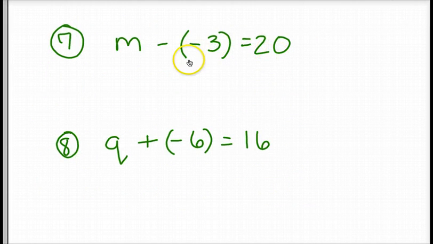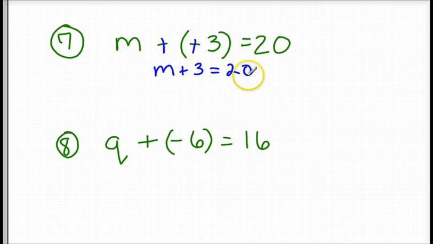Alright, so just quickly at the very end of the video, we're going to go over what to do for some special cases, like what you'll see on tonight's worksheet. First thing you'll see is something like this, m minus a negative 3 equals 20. Well, we know what to do when we see subtracting integers. We want to take a different color and turn it into addition signs. So this now makes this m plus 3 equals 20.